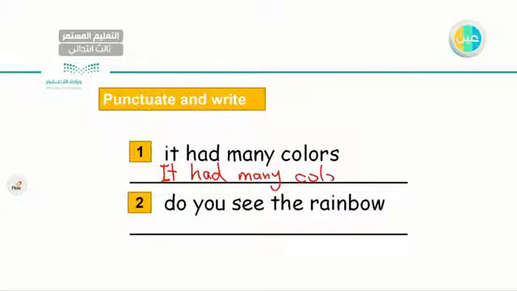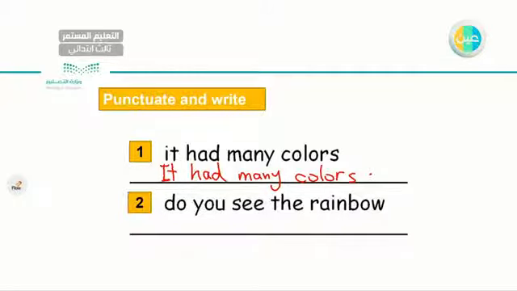colors. Very good. Okay, something is missing. Also, I should end the sentence. If it's a sentence, with what? Question mark or full stop? What do you think? It's a full stop. So here I have a capital letter and a full stop. Let's go to number 2.